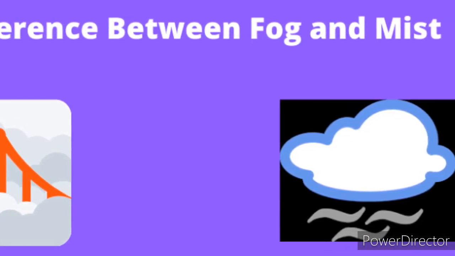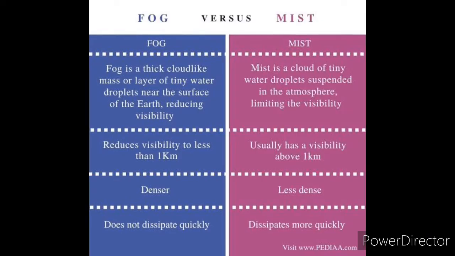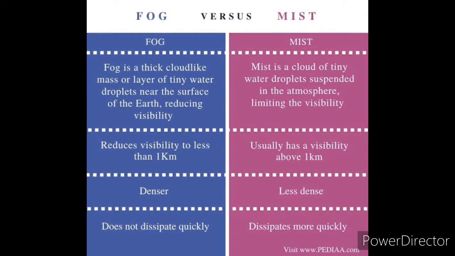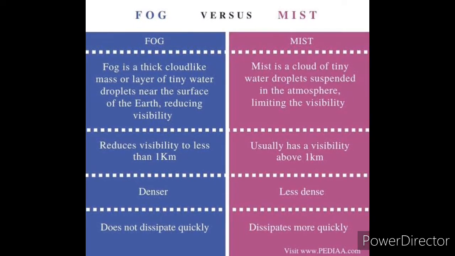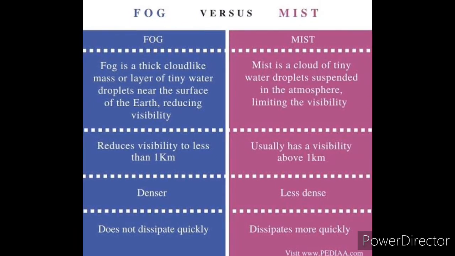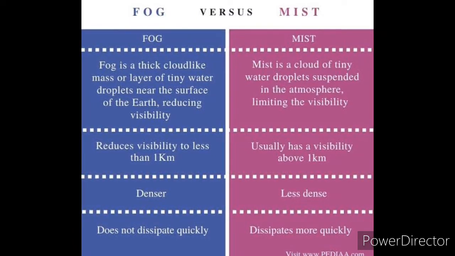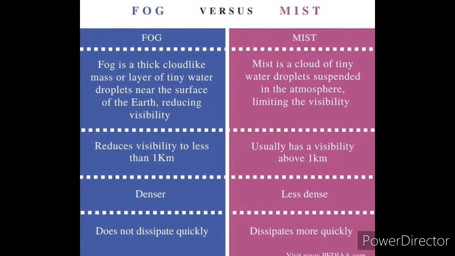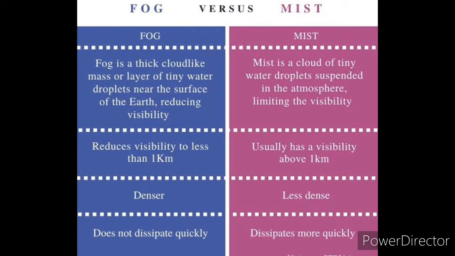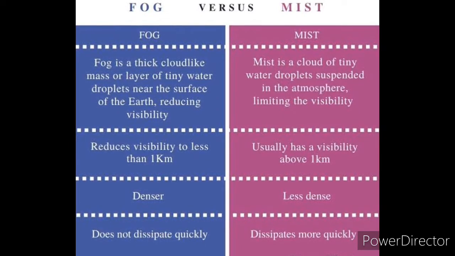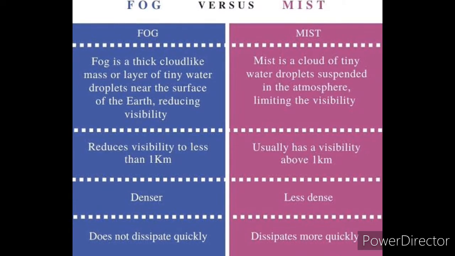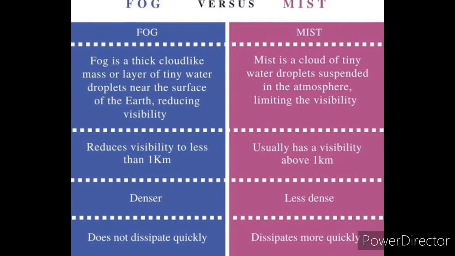First we will see the differences between fog and mist. So what is the difference between fog and mist? Fog is a thick cloud-like mass or layer of tiny water droplets near the surface of the earth, reducing visibility. So visibility will be less than 1 kilometer in fog. But mist is a cloud of tiny water droplets suspended in the atmosphere, limiting the visibility. Here visibility will be more, above 1 kilometer in mist.